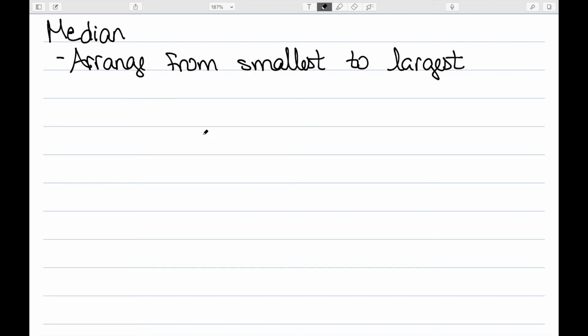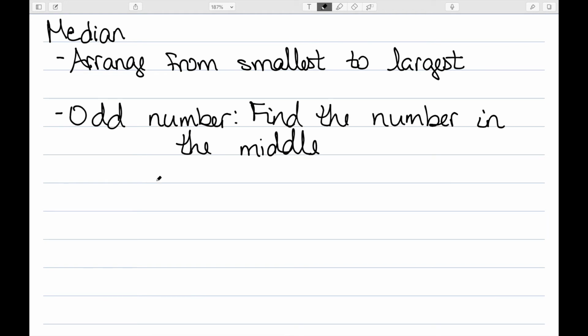Next, let's look at the median. The median is the point for which half of the data is higher and half of the data is lower. The first step to finding the median is to arrange your data from smallest to largest. And then we want to find the halfway point. And how we do that depends on how many data values we have. If we have an odd number of data values, then there's going to be exactly one number in the middle, one number at the halfway point. That's the median.